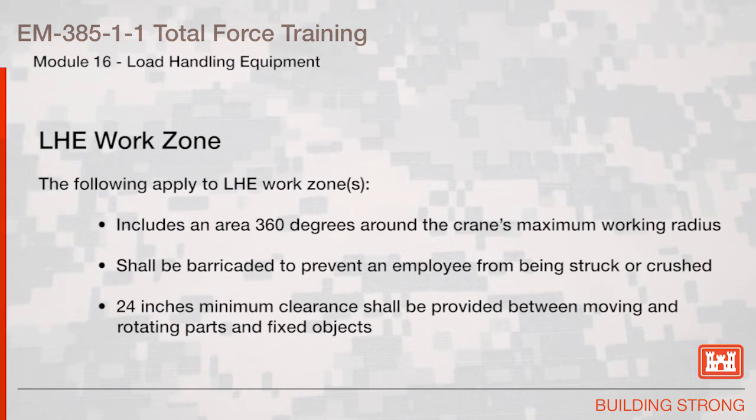The following apply to load handling work zones. It includes an area 360 degrees around the crane's maximum working radius, which shall be barricaded to prevent an employee from being struck or crushed, and a 24-inch minimum clearance shall be provided between moving and rotating parts and fixed objects.